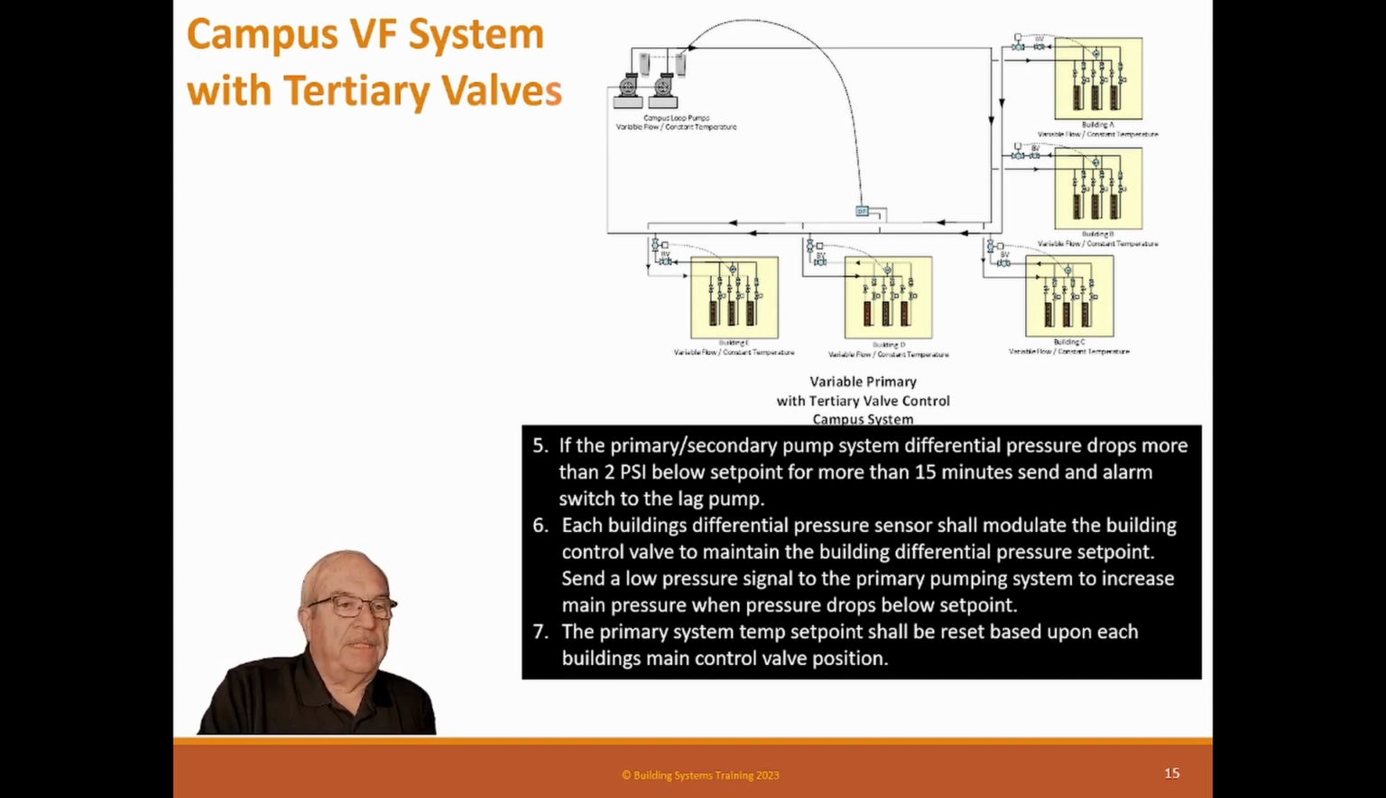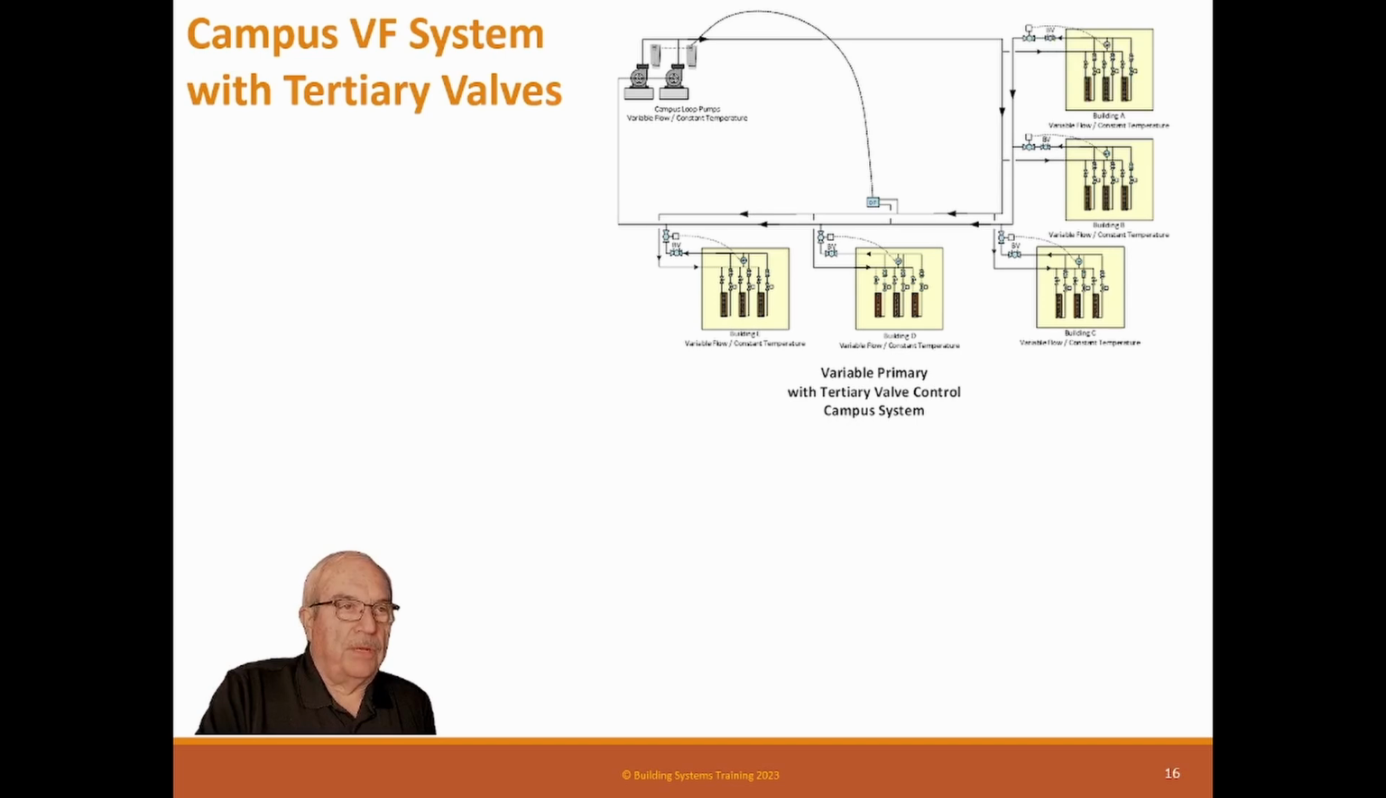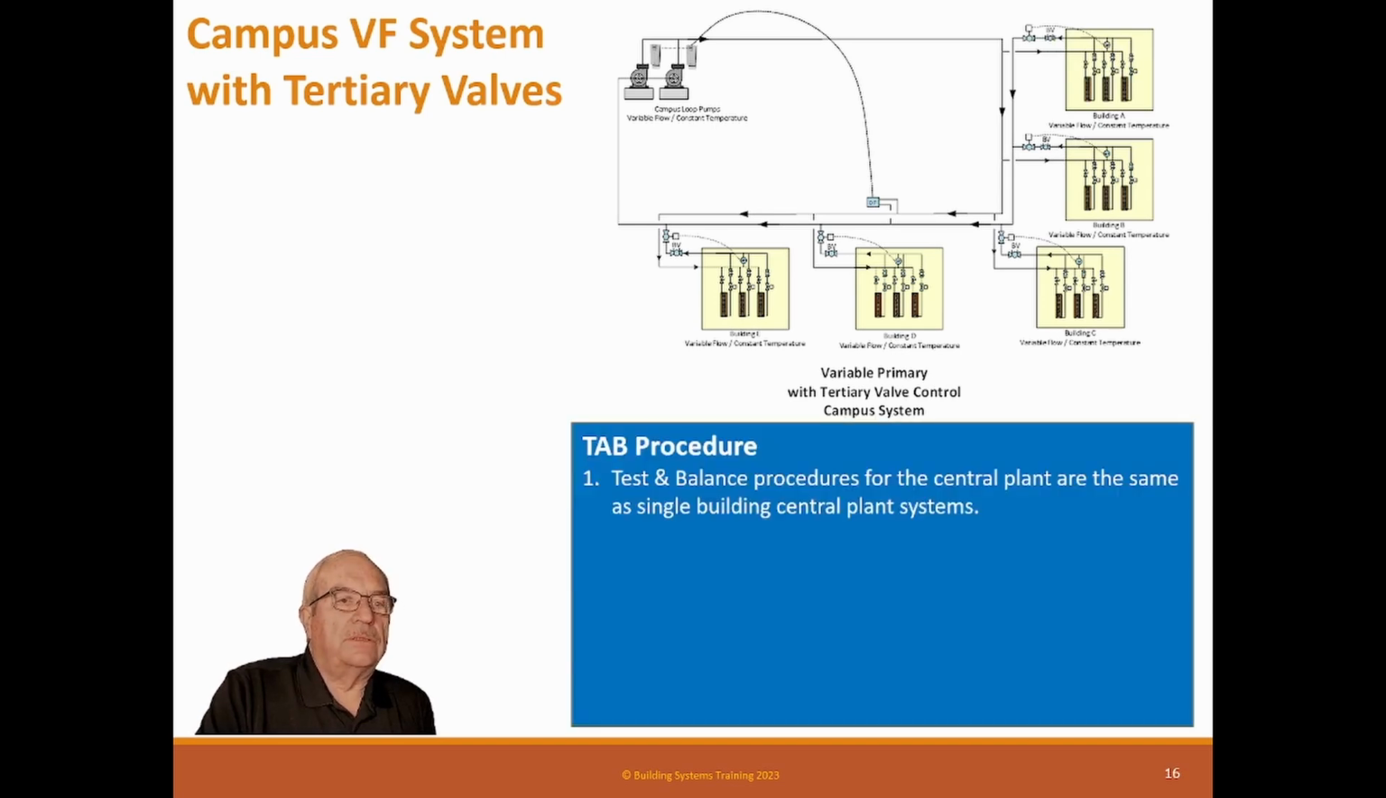And then, of course, the primary system temperature set point shall be based upon each building's main control valve position. So if we're flowing more water to a building, it tells us that that building could use colder water. It's a more complicated sequence, but that's basically what it does. So that way we're able to control flow and pressure to the system. Okay, so the test and balance procedure for the central plant is the same.